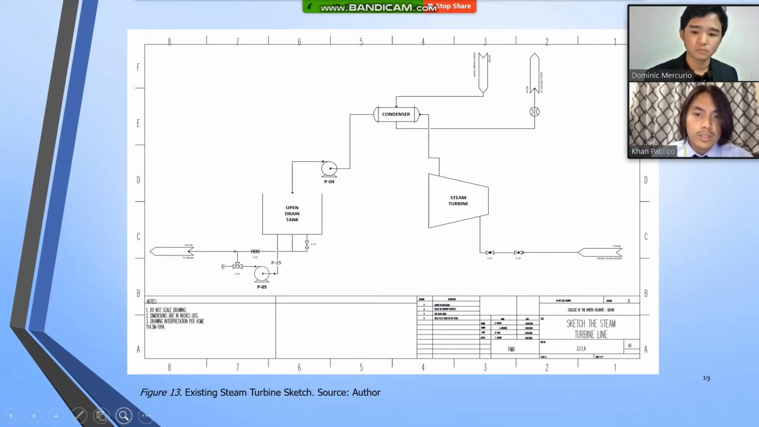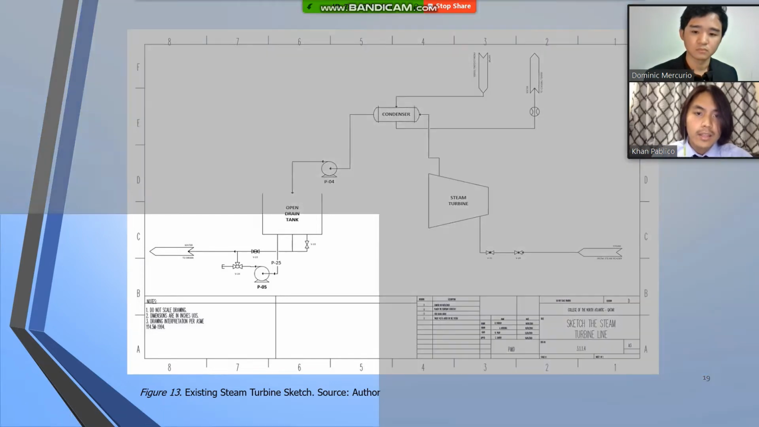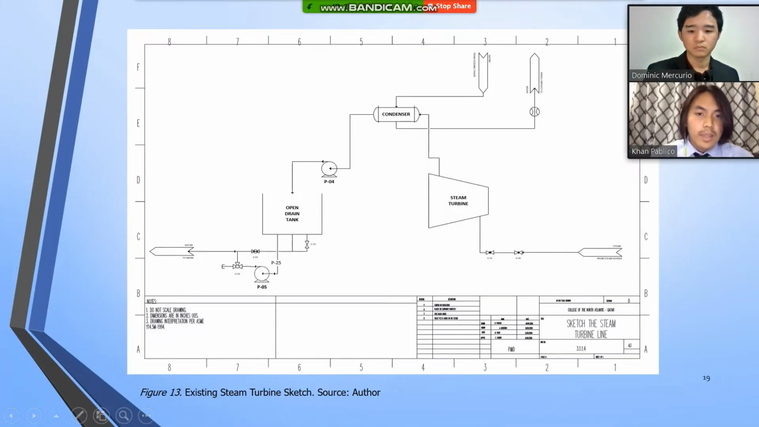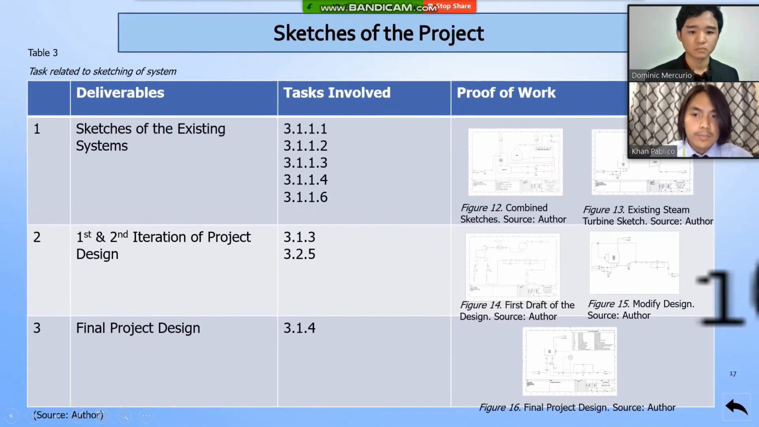We studied the steam turbine flow, looking specifically at where the condensate is collected into the open drain tank. It then drains out all the condensate that is collected in the drain tank, and which is considered as waste.